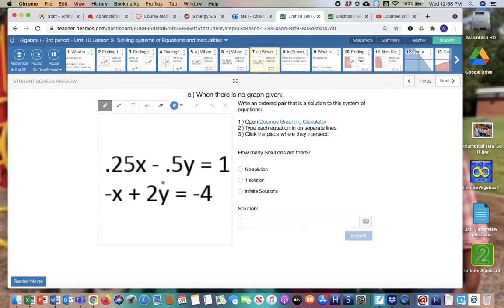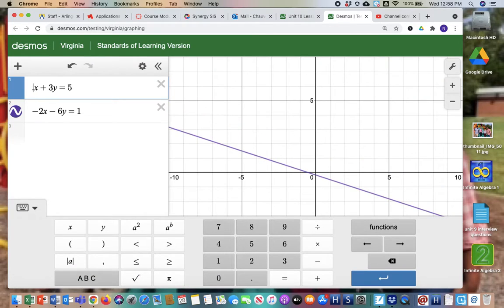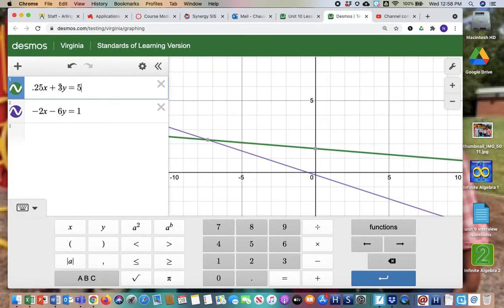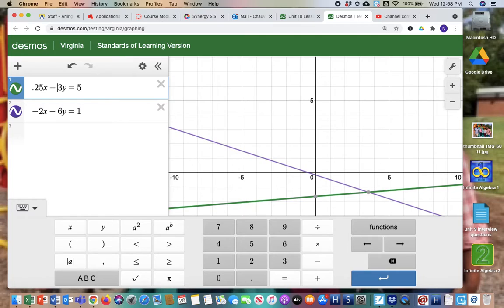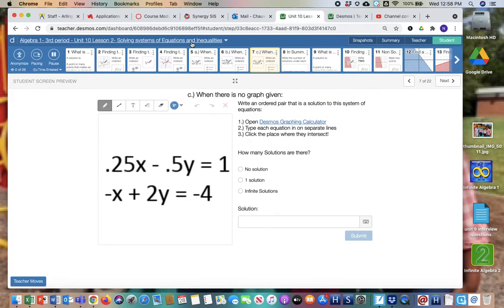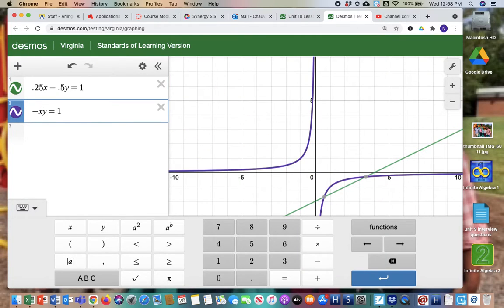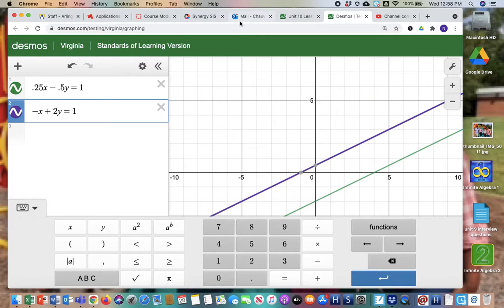All right, and then lastly, let's try this one. So 0.25x minus 0.5y equals 1. And then we've got negative x plus 2y, so negative x plus 2y equals negative 4. So watch what happens here as I change this 1 to negative 4. Boom. They're the same exact line.